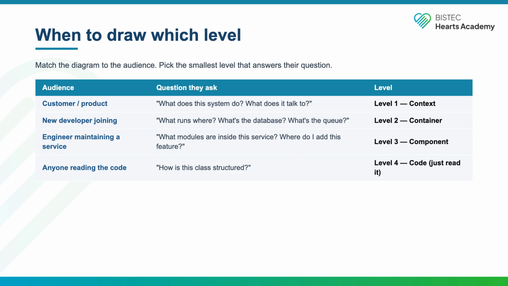If you are reading the code, you do not need a diagram. Just read the code. The mistake junior developers make is drawing every level for every audience. Be selective. Most of the time, you only need context plus one of container or component.